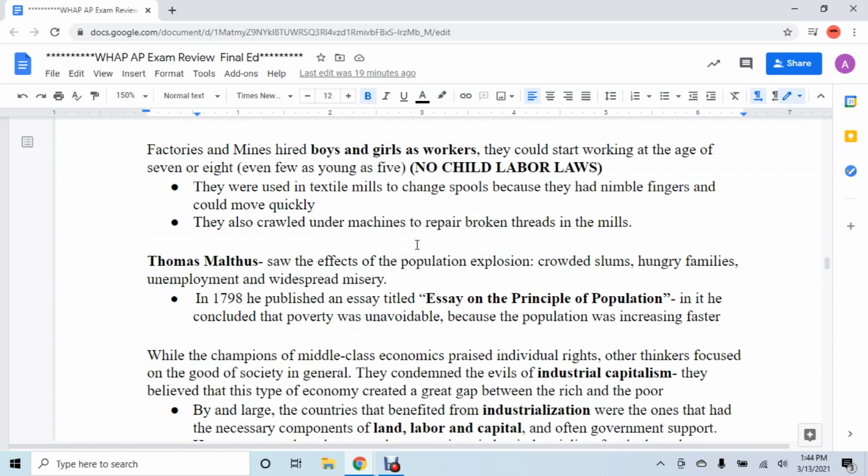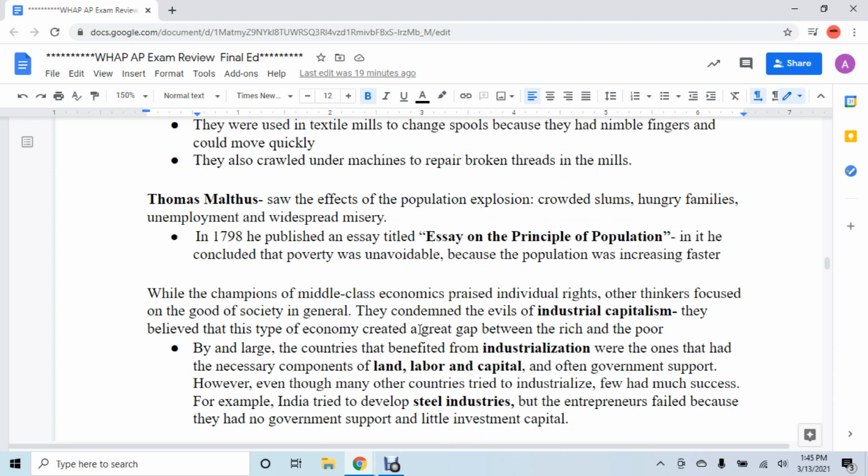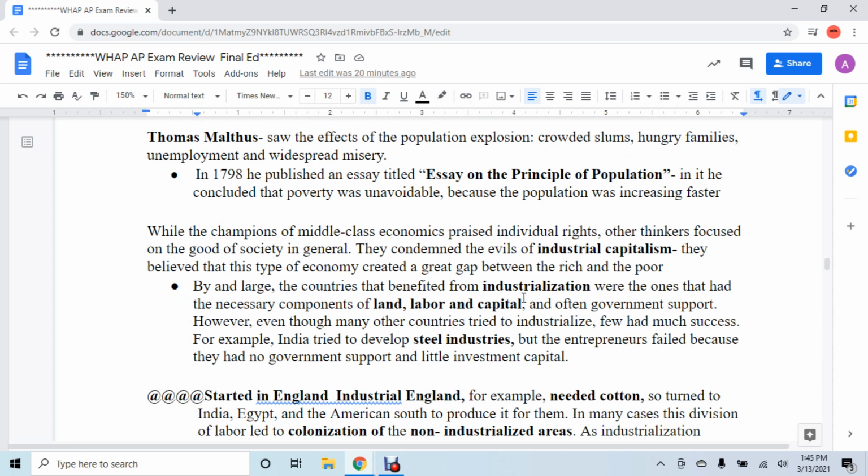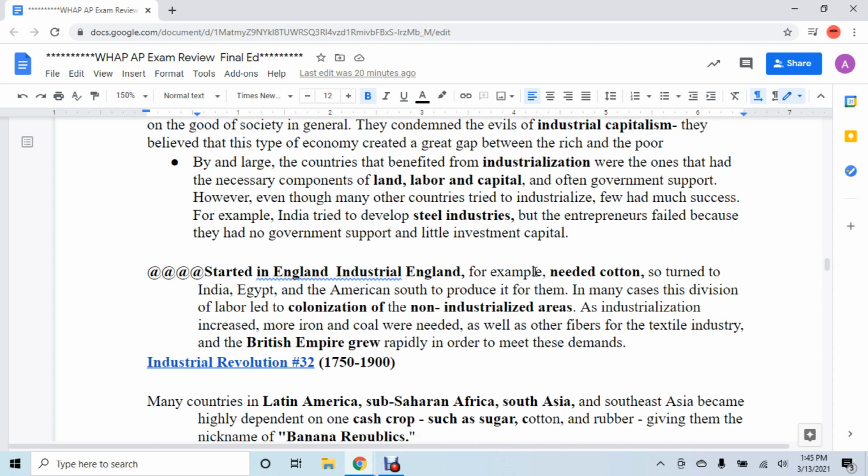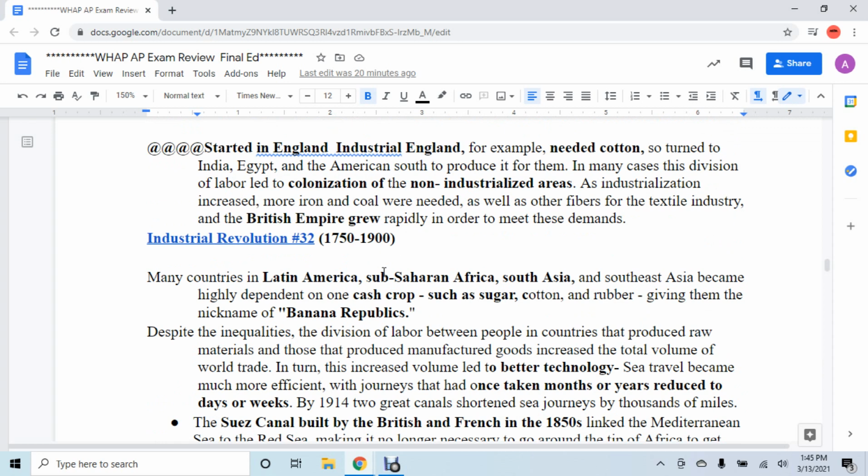Thomas Malthus, the idea of population explosions, not as much, but basically being like population needs to be controlled by natural causes. Here you have industrial capitalism again, the idea of Adam Smith, an Enlightenment idea being applied by the middle class to utilize it for economic profit. Here you have steel industries, started in England again. They needed cotton, so they went to Egypt, America, and then colonization kind of took wind with it.